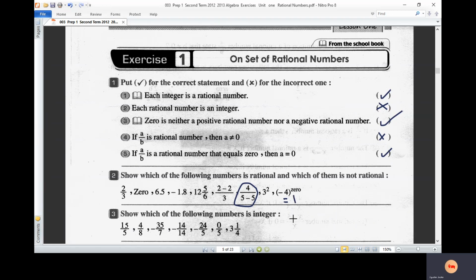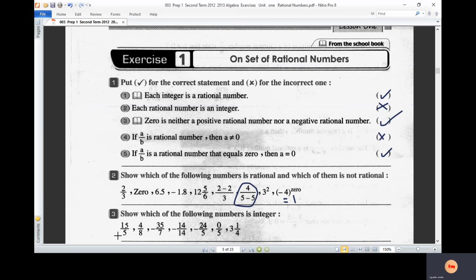Number three, show which of the following numbers is an integer. Integer means the numerator is divisible by the denominator. يعني معناها انه النومريتور اللي هو فوق لو عملت له divided by العدد اللي تحت يديك whole number. Whole number, عدد صحيح.